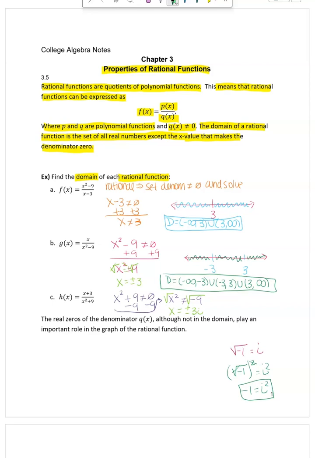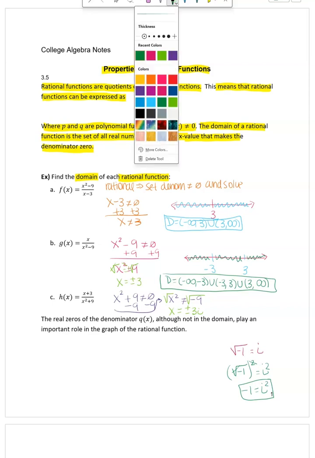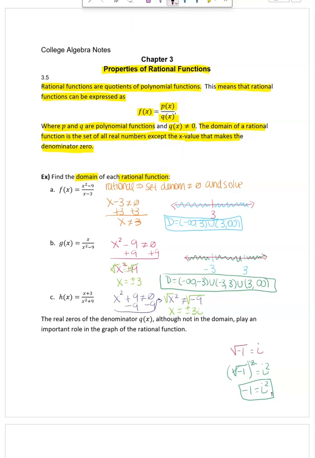But this is an imaginary number. Sorry, lost my train of thought. It's an imaginary number. So imaginary numbers never affect real numbers, right? And that's what we're talking about here. We're talking about real numbers when we talk about domains. So imaginary numbers do not affect our domain.